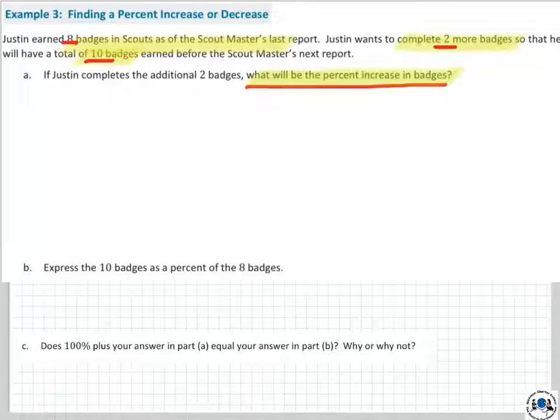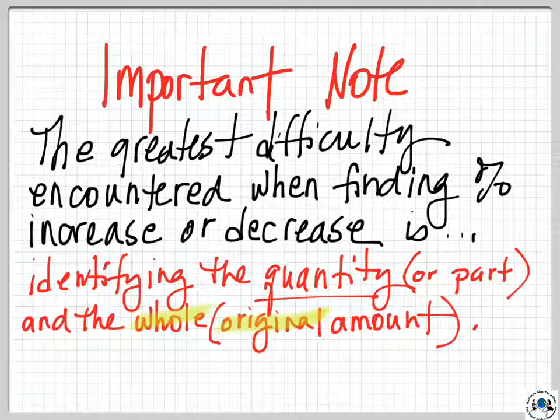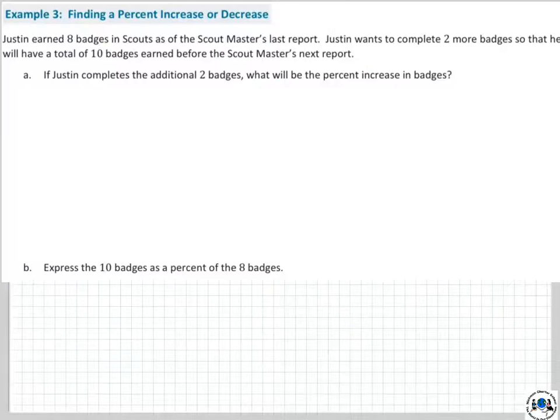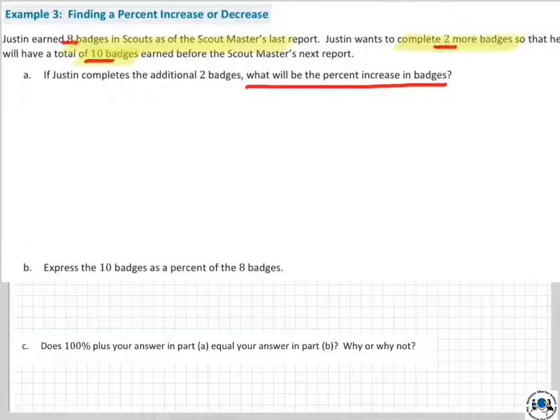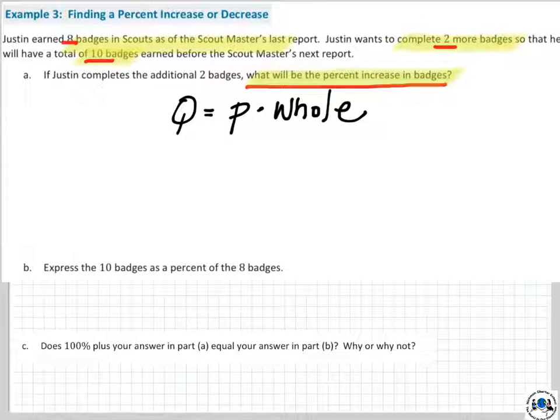Now, very important, again, just like that note I just mentioned, identify the quantity or the part, and the whole or the original amount that goes with this problem. So go ahead and give this a whirl. Try to set this up using the percent formula. I'm going to pause, and come on back when you think you might have an answer.